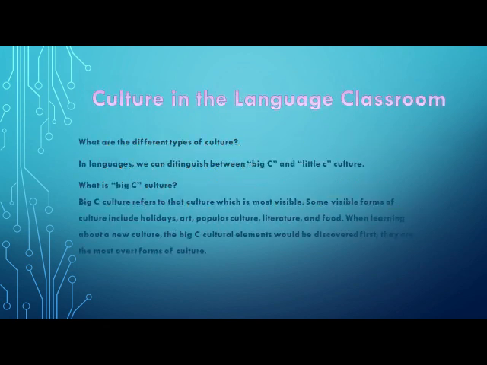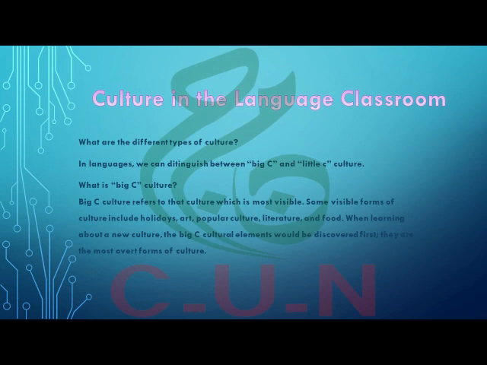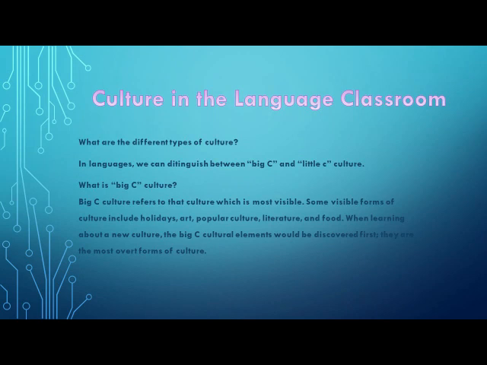Now we move to the different types of culture or categories of culture. In language, we can distinguish between big C and little or small c culture. So what is meant by big C culture? Big C culture refers to that culture which is most visible. Some visible forms of culture include art, popular culture, literature, and food. When learning about a new culture, the big C cultural elements would be discovered first. So they are the most overt forms of culture.